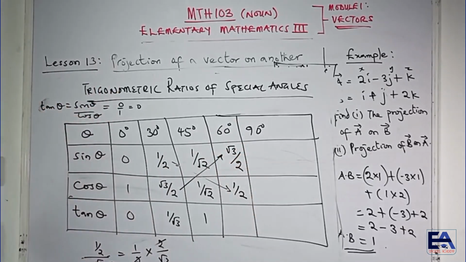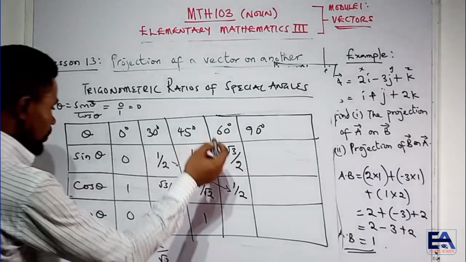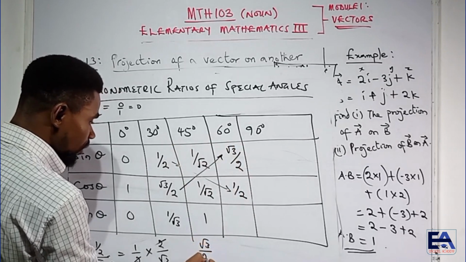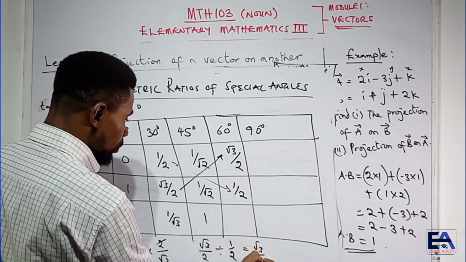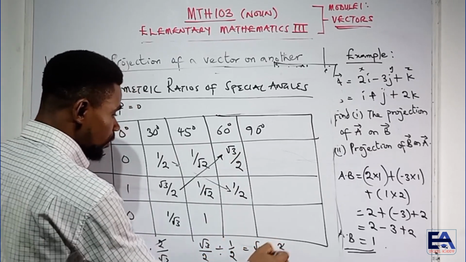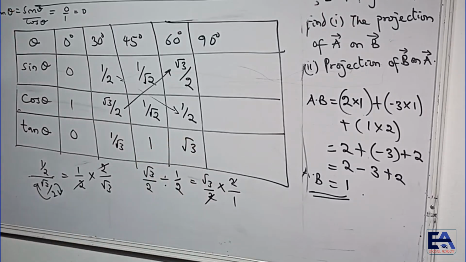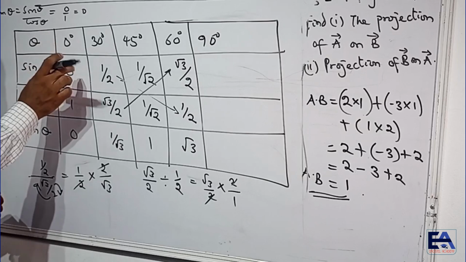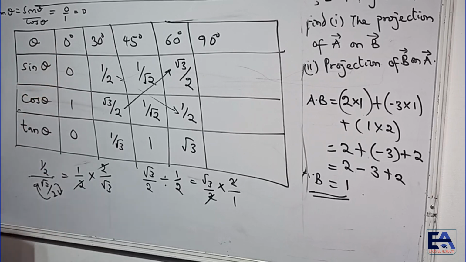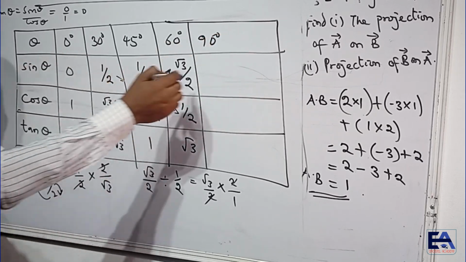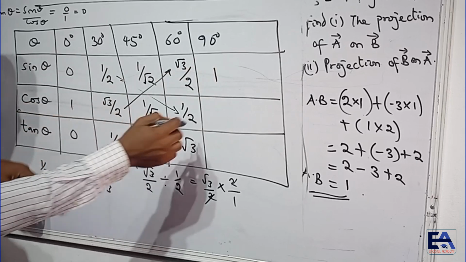All right. As usual, tangent is this over this. So when we have √3/2 divided by 1/2, it becomes √3/2 times 2/1. 2 cancels 2. So this one is just ordinary √3. Now we are going to experience another switch again. You know, sine 0 degrees is 0, and cos 0 degrees was 1. But when it comes to 90 degrees, sine 90 degrees is 1. Cos 90 degrees is 0.